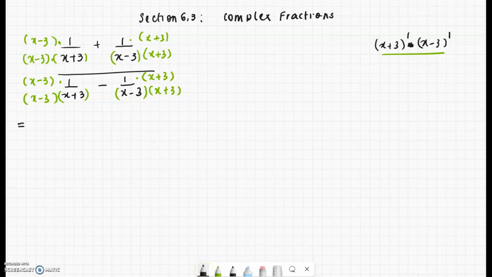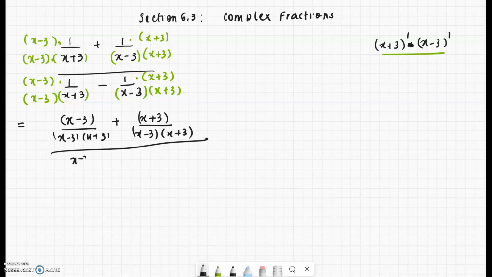So let's rewrite this. So it's going to be x minus 3 over x minus 3 times x plus 3 plus x plus 3 divided by x minus 3 times x plus 3, the whole over x minus 3 over x minus 3 times x plus 3 minus x plus 3 over x minus 3 times x plus 3.